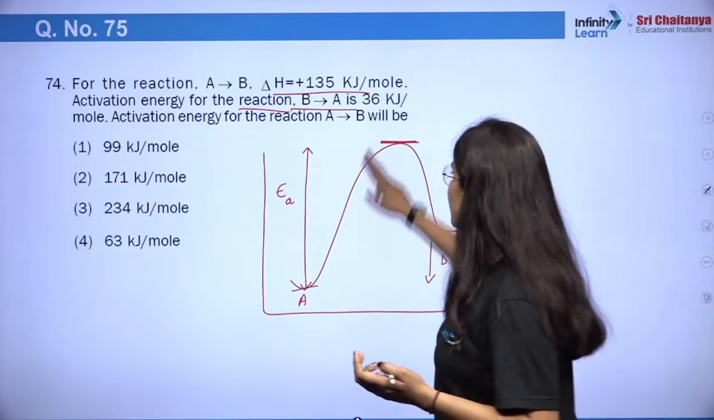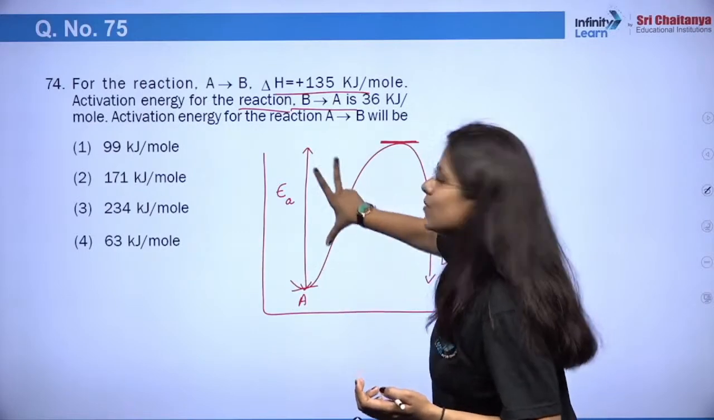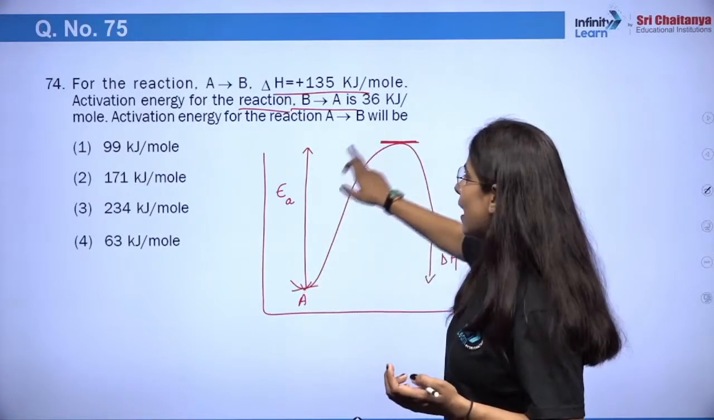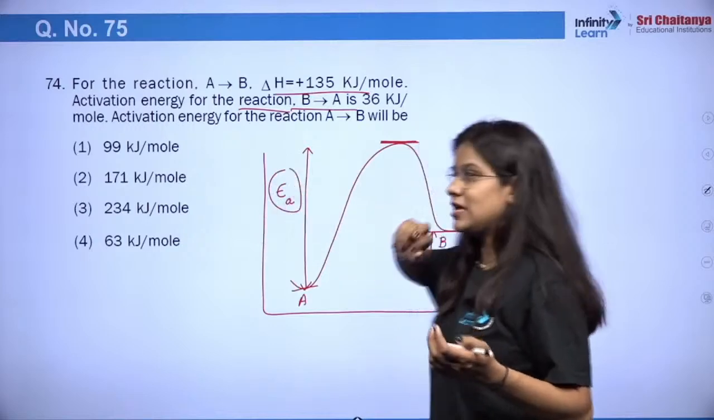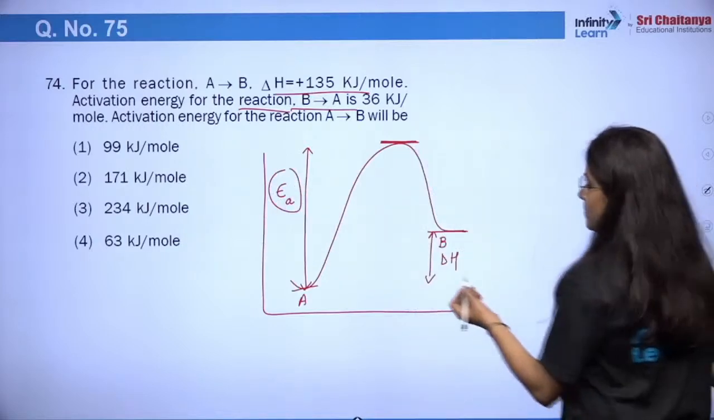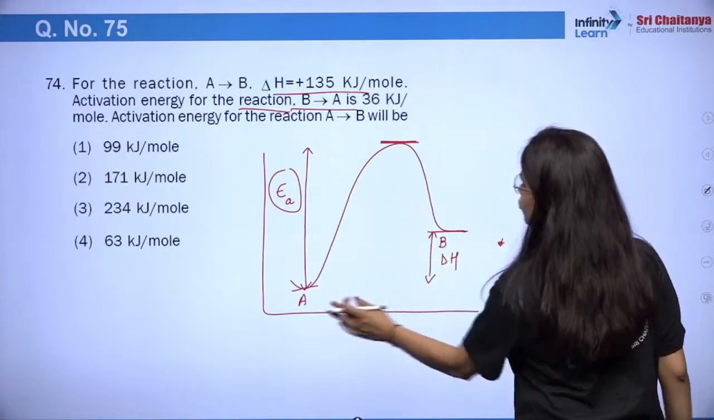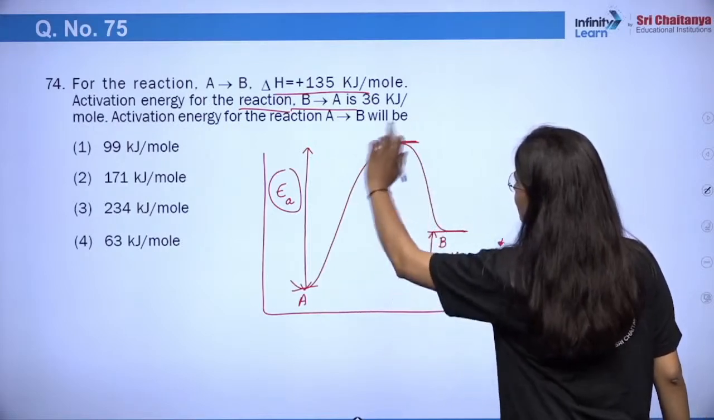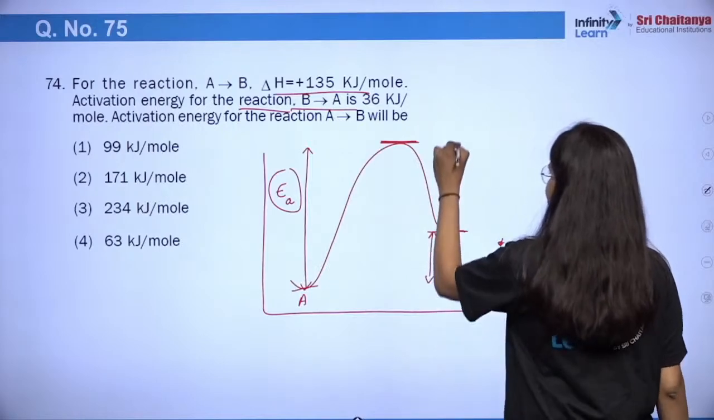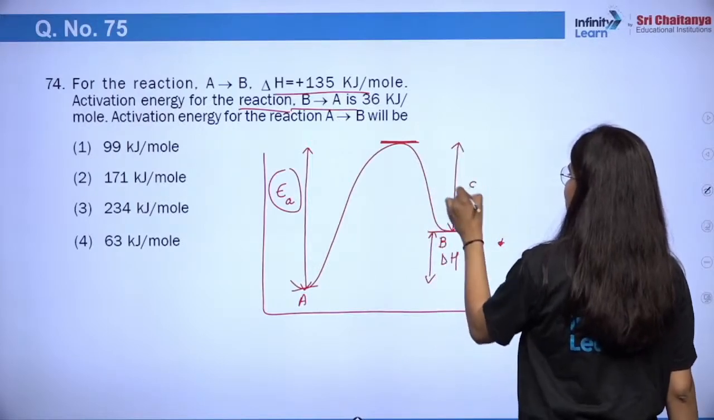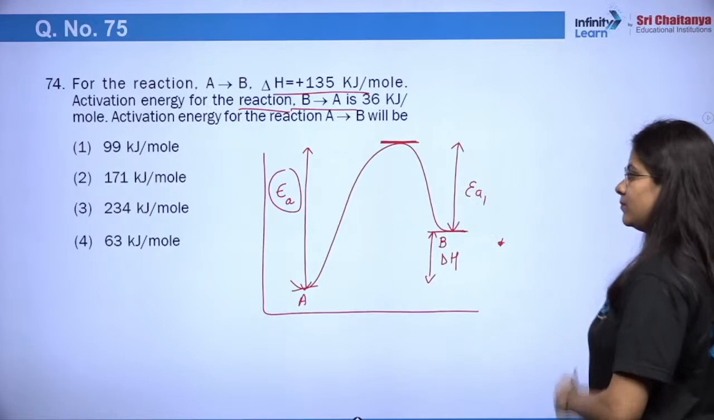So for A to B, I need to cover this much distance to reach this hill, so the activation energy will be this Ea. Now coming here, this is delta H. Now if I need to convert B to A, I need to reach this hill. So what will be my activation energy? This will be my activation energy.